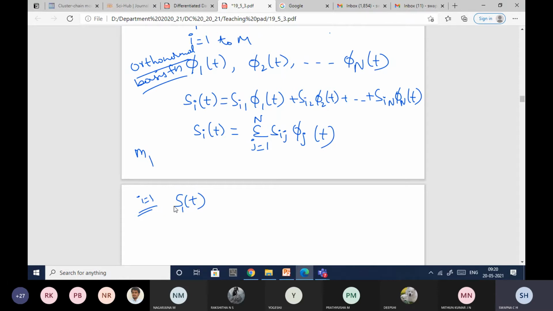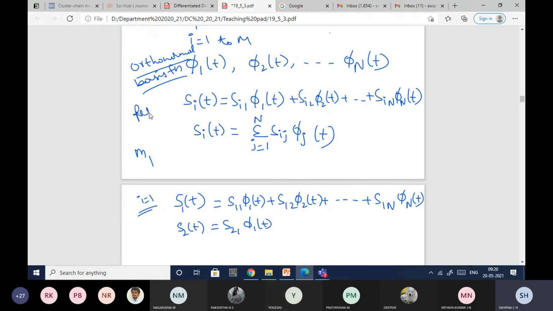So for the M1 symbol, I is equal to 1, S1 of t will be equal to S11 phi 1 of t plus S12 phi 2 of t plus so on plus S1n phi n of t. And if I want to find S2 of t, then it will be equal to S21 phi 1 of t. You have to remember these equations, very important to remember. Plus S22 phi 2 of t plus so on plus S2n phi n of t.